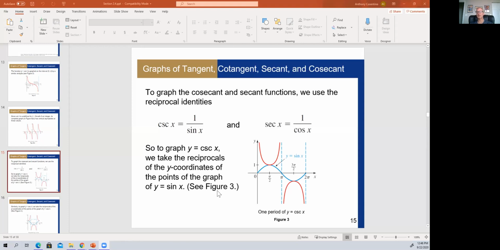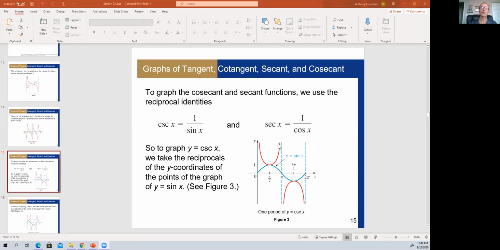And secant is exactly the same, except instead of having sine in the denominator, you have cosine. And so you can see our definitions here. And what we have here is a nice graph. The blue is y equals sine of x. And remember, cosecant is 1 over that, and that would be the red here. We have the cosecant in red.